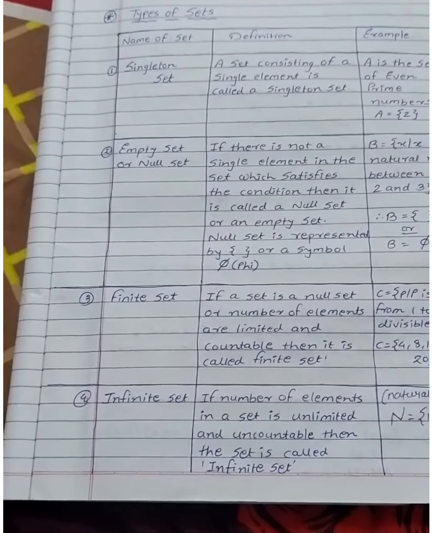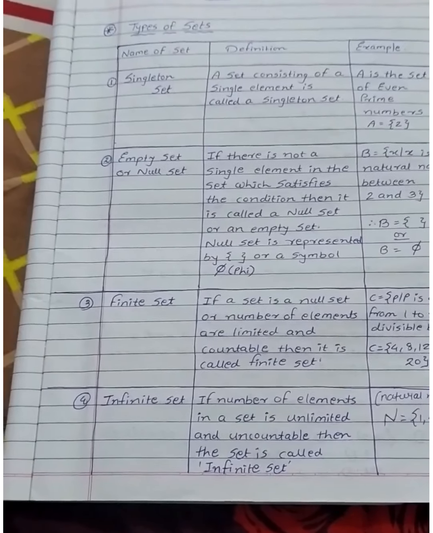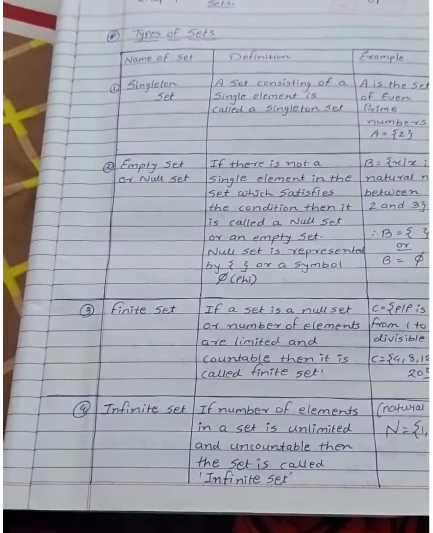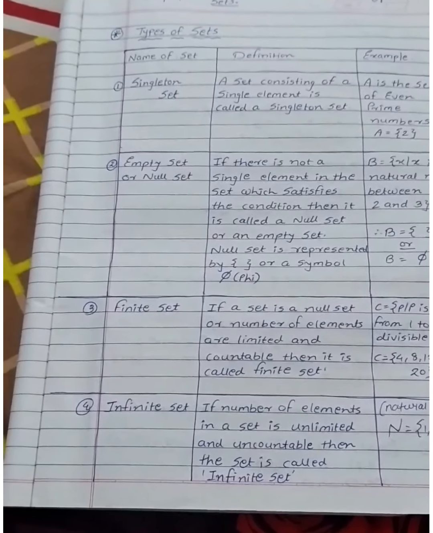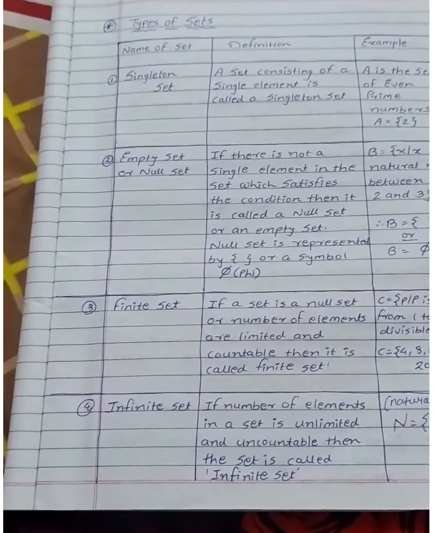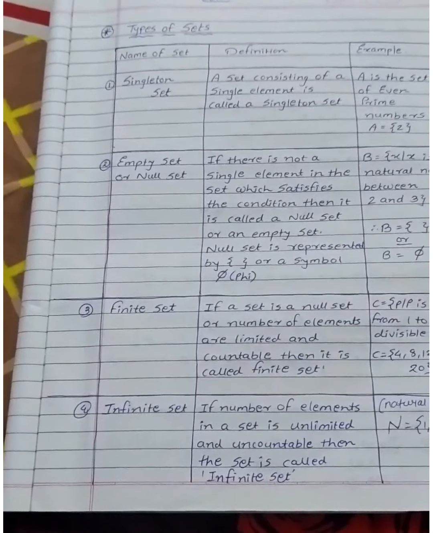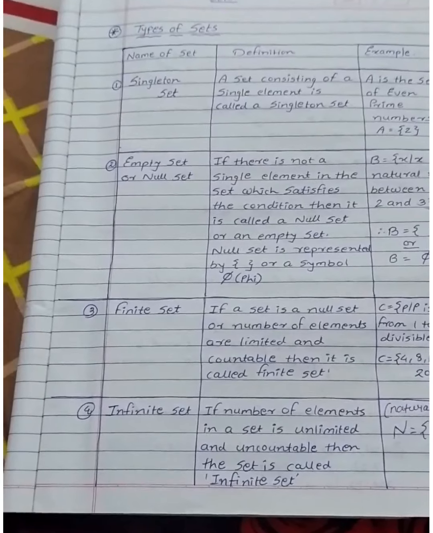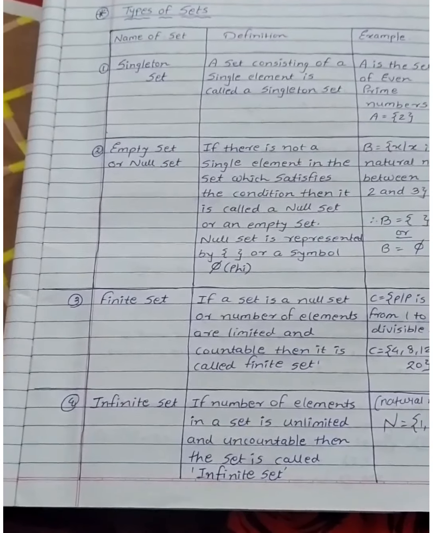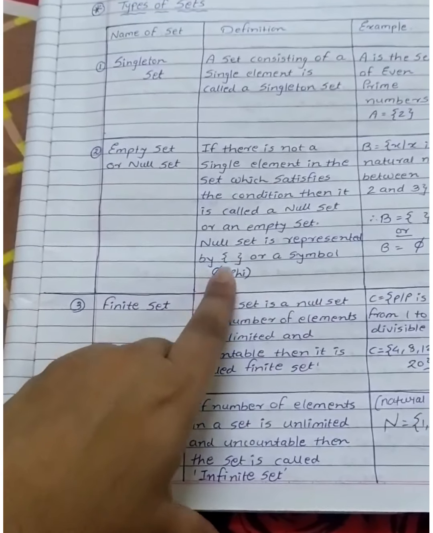Okay. Second one: empty set or null set. Both are the same, empty or null. If there is not a single element in the set which satisfies the condition, then it is called a null set or empty set. We represent the null set by this box or by the symbol phi.